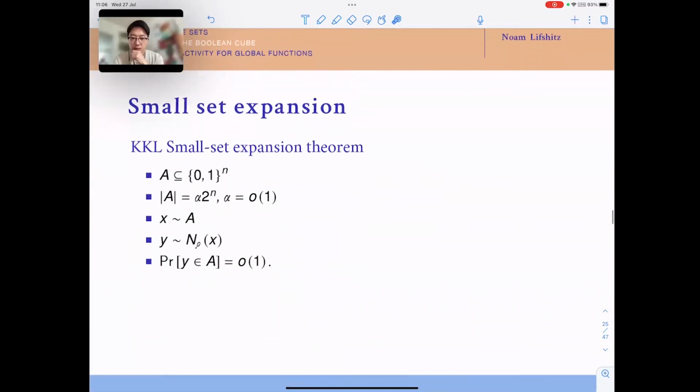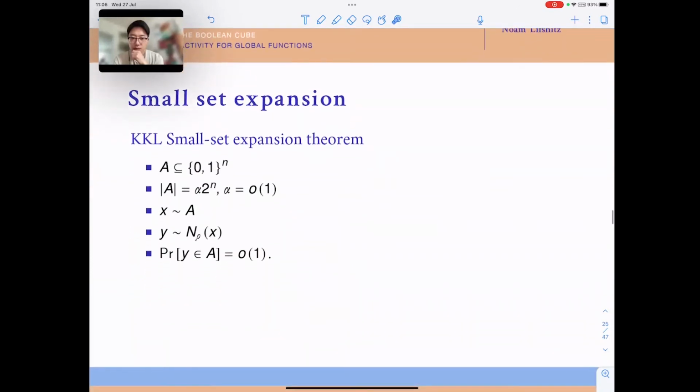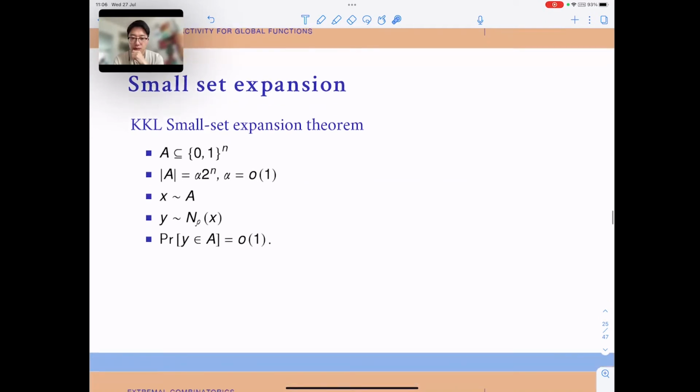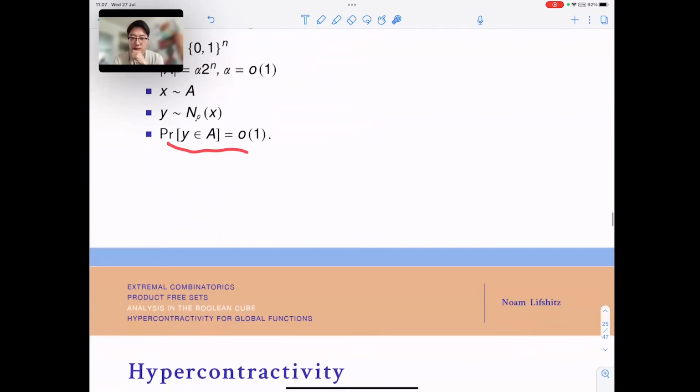And the Kahn-Kalai-Linial small set expansion theorem tells us that the noise operator corresponds to this random walk, where we remember each coordinate with probability rho and with probability 1 minus rho, we resample it. And the small set expansion theorem tells us that this random walk is a small set expander. So if we start with a small set A of small density and take a random element of A and take a step of the random walk, then we leave A with high probability.